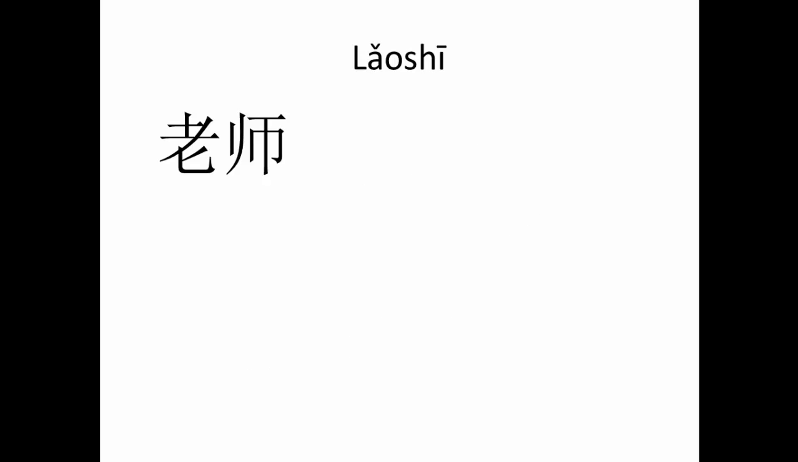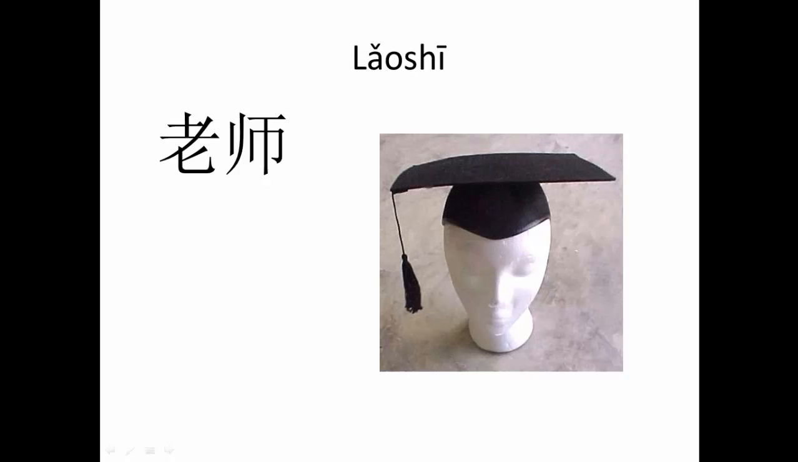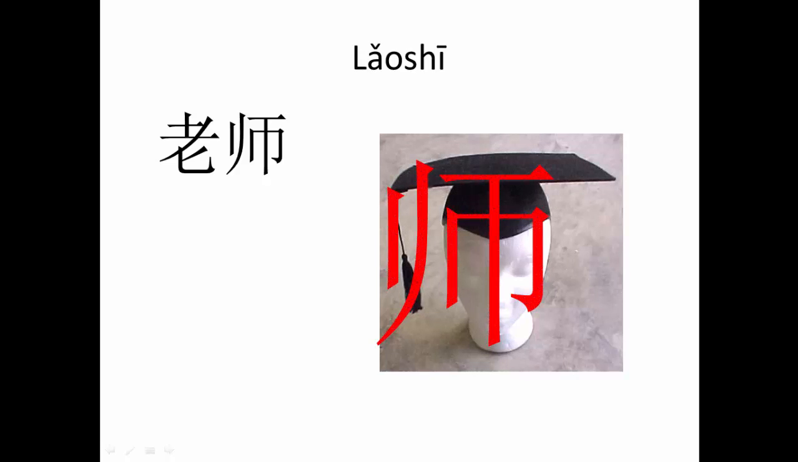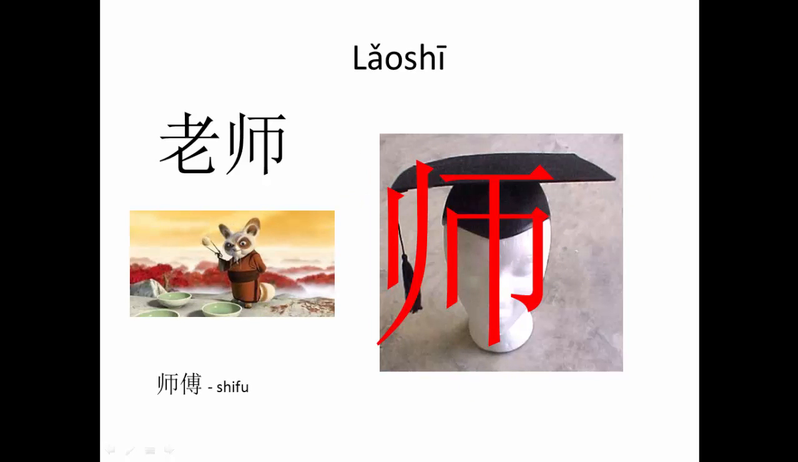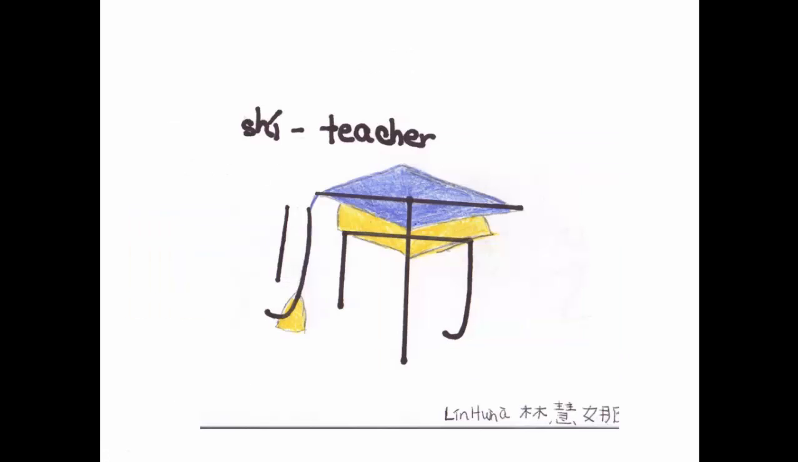In lao shi, there are 2 syllables, and so there are 2 characters. The second syllable, shi, looks like a graduation hat called a mortarboard. It has a head, a hat, and tassels. Shi means master, like shifu, the 2-syllable word for master, which is what the name of the character in Kung Fu Panda is, Master Shifu, master. Here is a student illustration of the character for teacher.